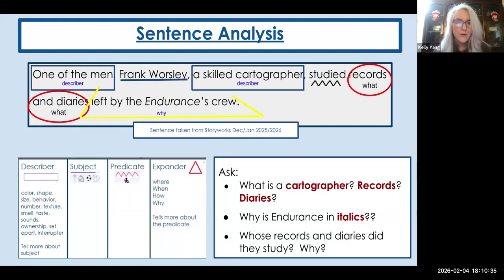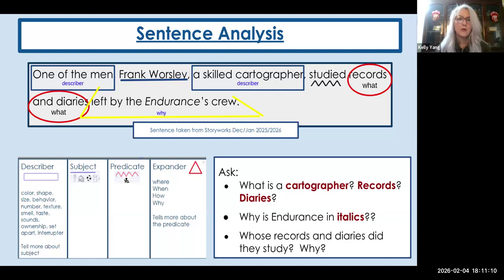One of the men would be a describer, but Frank Worsley would be our subject. And then we have another describer, a skilled cartographer, before you get to the predicate, studied. And then you have the rest of your sentence. And there's a lot. There's a morphological piece. What is a cartographer? What are records? What's a diary? Why is endurance in italics? So there's a lot you could do with these sentences.